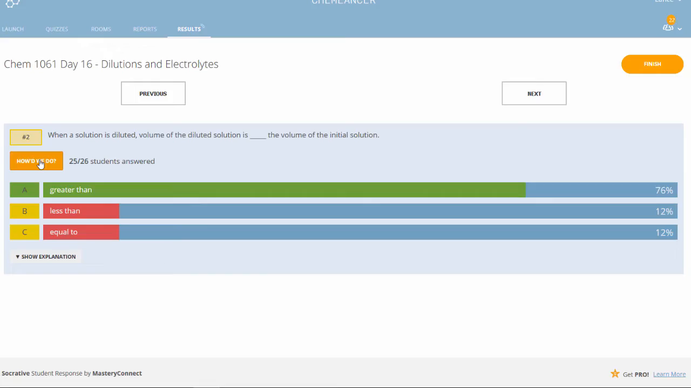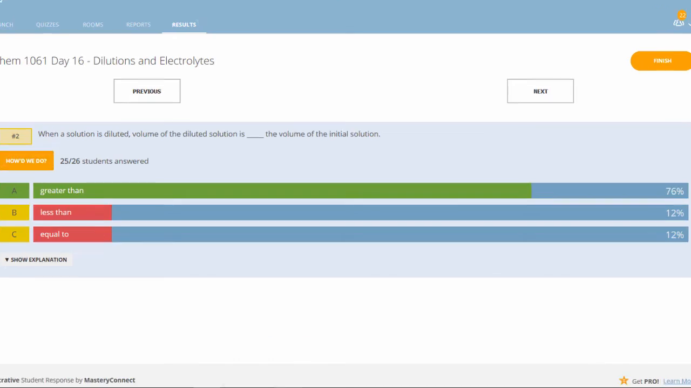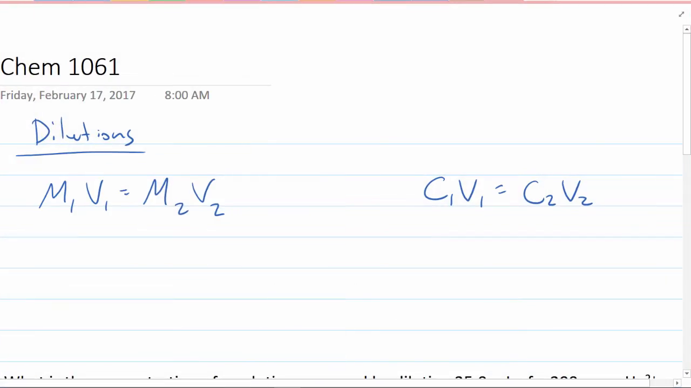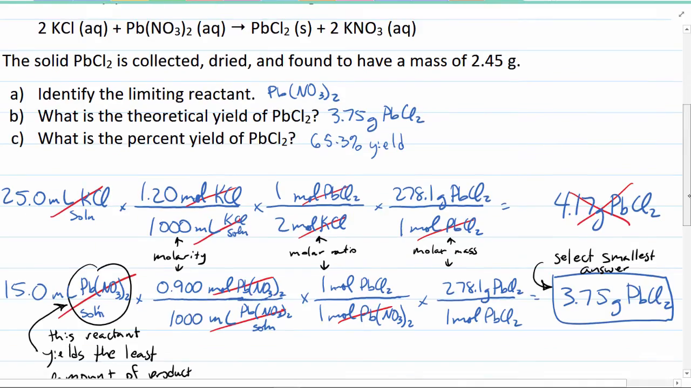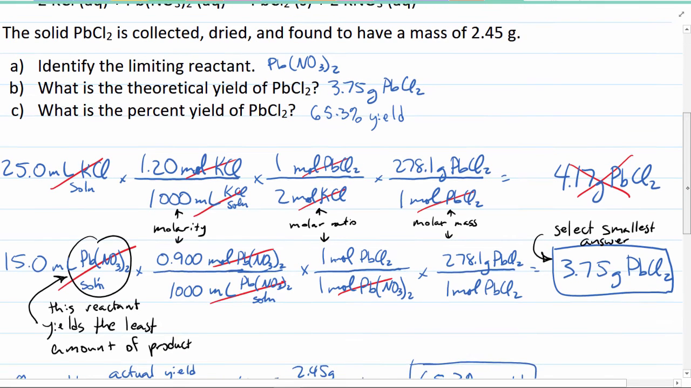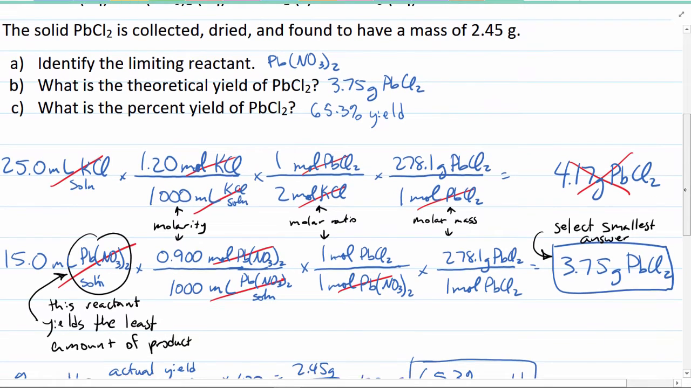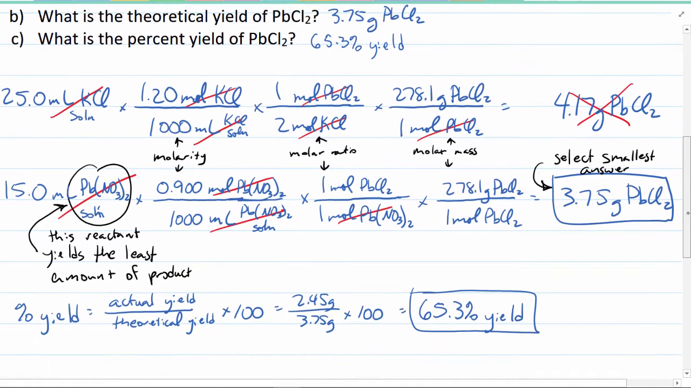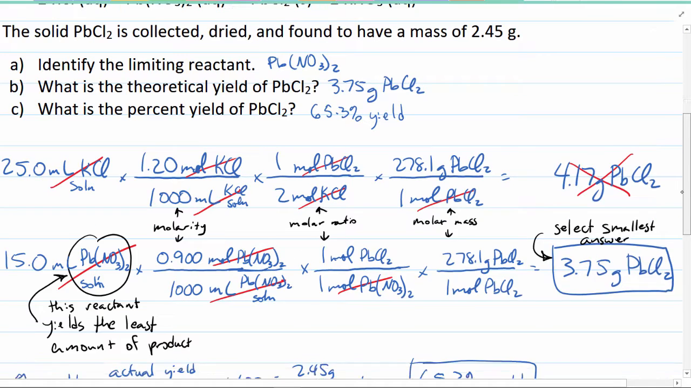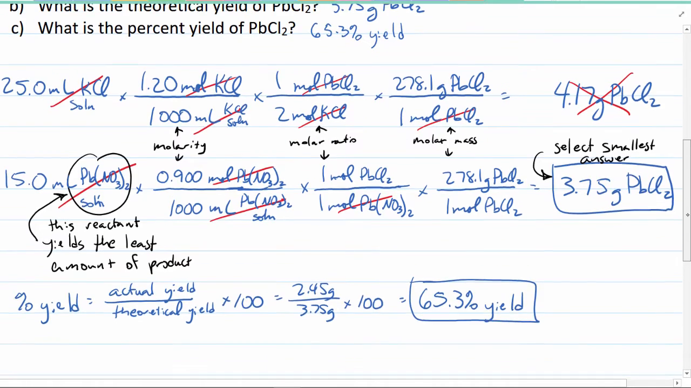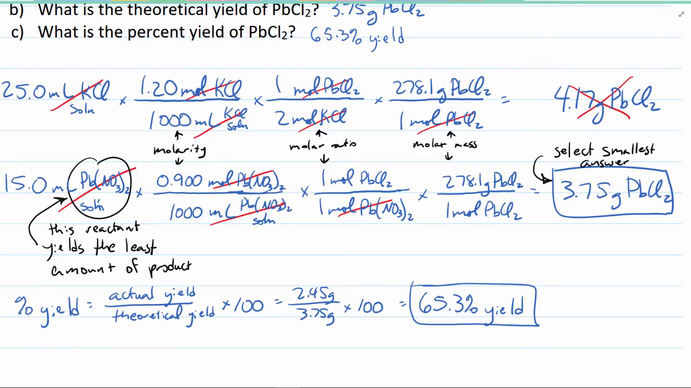All right. So what we're going to do then is look at a few dilutions. And before we do that, I did post the answers to the problem that we did at the very end of the hour on Wednesday. So you should have gotten lead nitrate as the limiting reactant, 3.75 grams of lead 2 chloride as the theoretical yield, and 65% yield for the product. So again, this was posted to the notes for Wednesday. If you have any questions, you can go back and look through it.